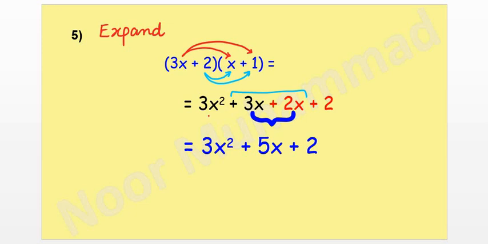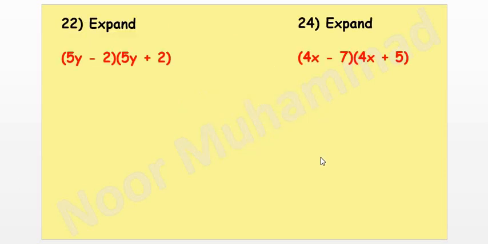So finally, 3x squared will remain 3x squared. This is the constant term, 2, it will remain 2. These two can be solved together. It will give us positive 5x. So this is our final answer. See? The idea is very simple, very easy. You can solve it very easily.